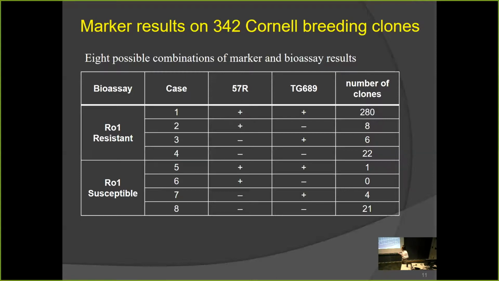So I'm going to call cases 2 to 7 mismatches for your convenience. The majority of mismatches show relatively small numbers, 8, 6, 1, or 0, and so on. But when I saw case 4 compared to the other mismatches, case 4 shows a relatively higher number. So I'm going to come back to case 4 in a following slide.